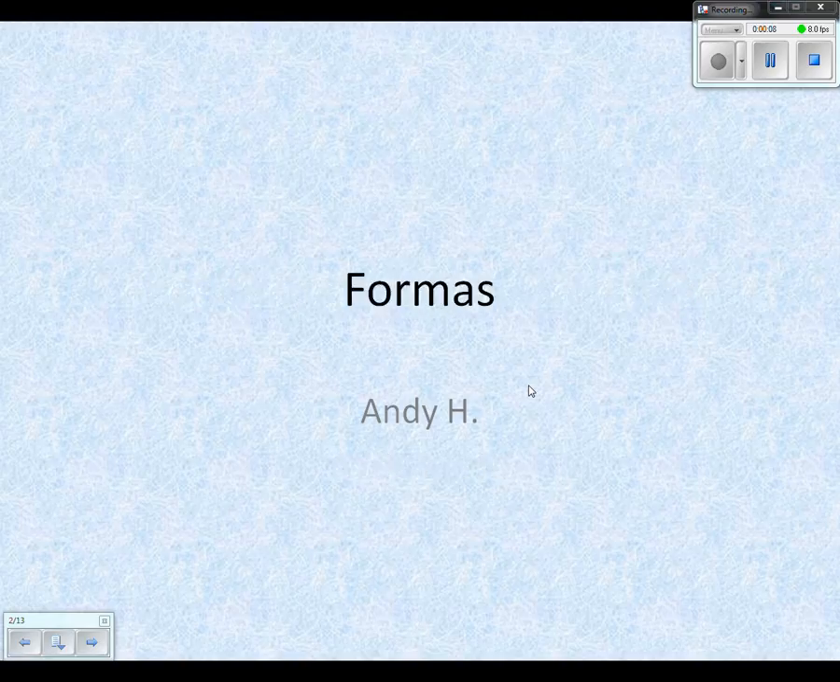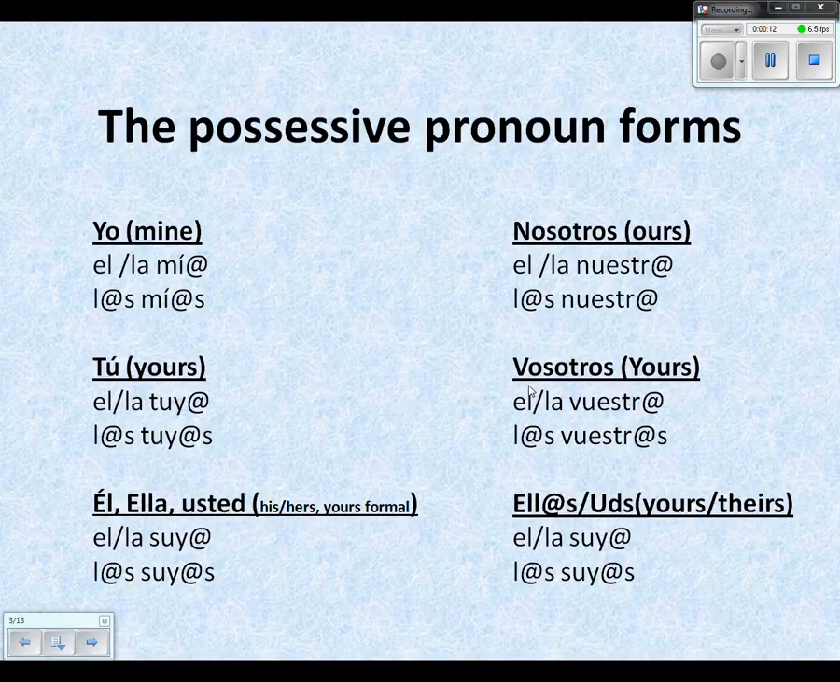Forms. Here is how we are going to form the possessive pronoun. As you can see here, we have the 6 different subjects that we use. You'll notice that the @ sign can either represent masculine or feminine, either the A or the O.